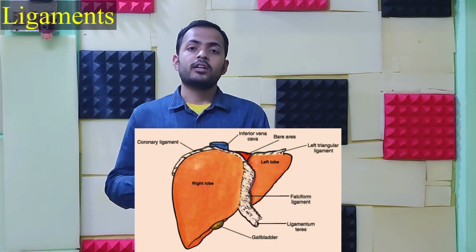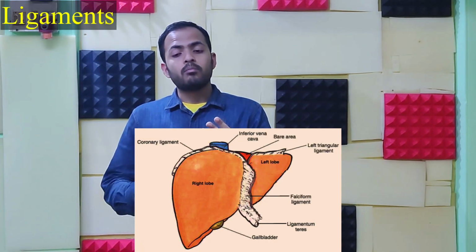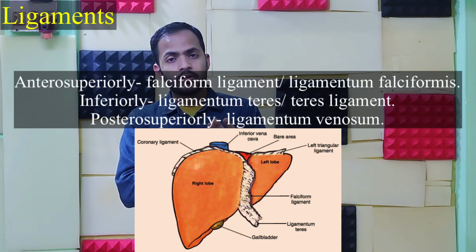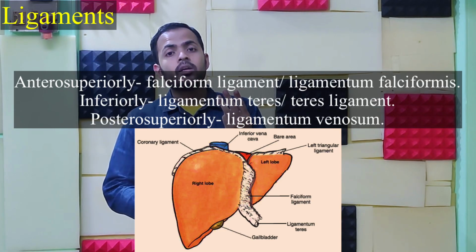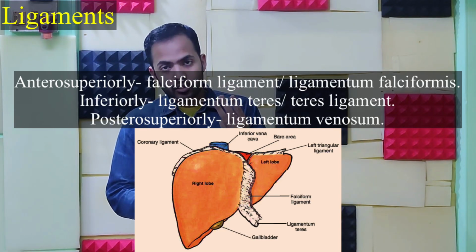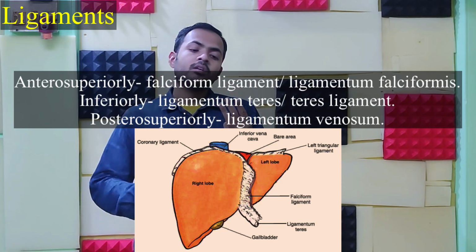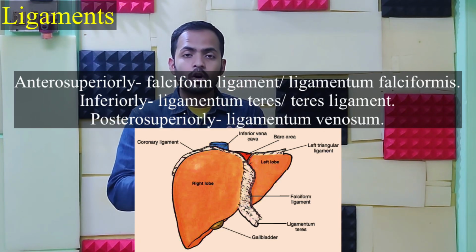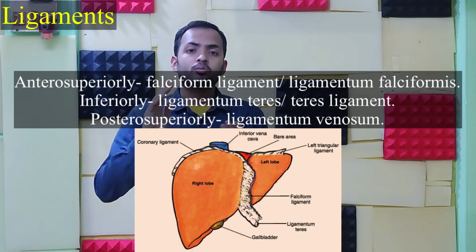This liver is attached with three ligaments: posteriorly with our ligamentum venosum or venous ligament, inferiorly with our ligamentum teres or teres ligament, and anterosuperiorly with our falciform ligament or ligamentum falciformis.